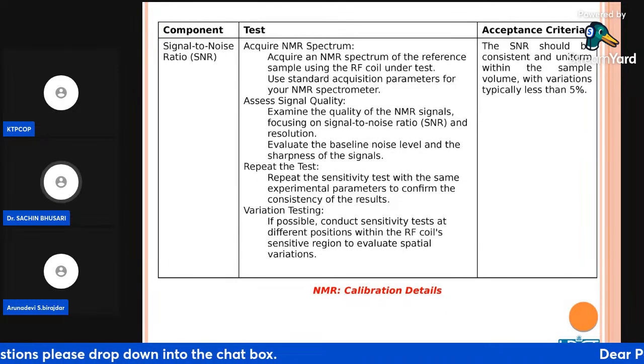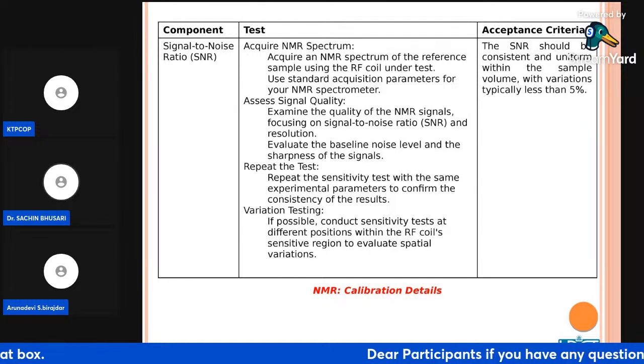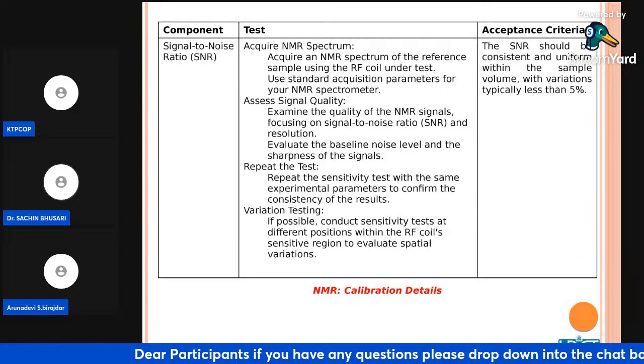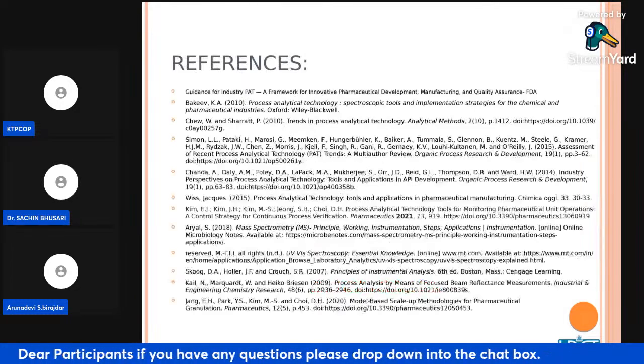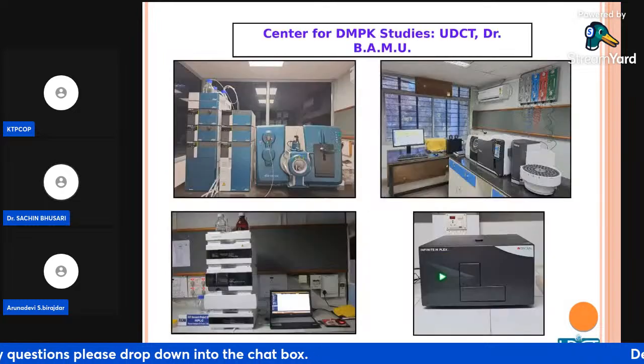Now signal to noise ratio, again, that is an important part. Acquire an NMR spectrum with standards, check the signal quality, and repeat the test. Variation in the test should be less than 5%. Now these are the references for my presentation.